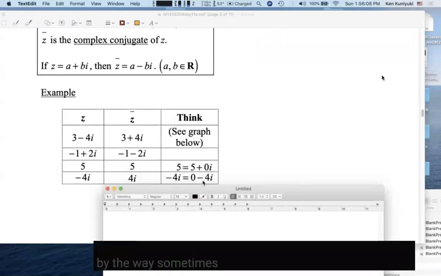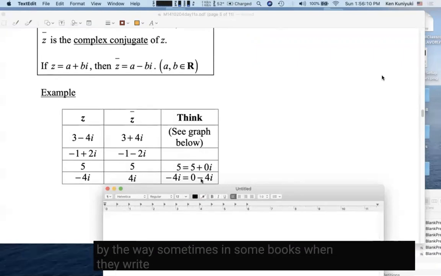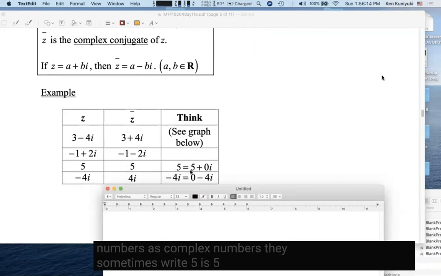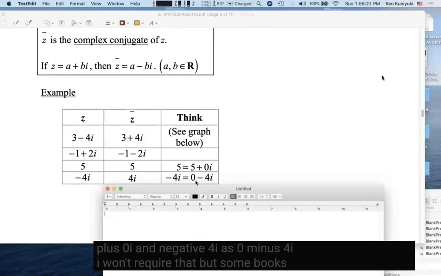By the way, in some books, when they write out numbers as complex numbers, they sometimes write 5 as 5 plus 0i and negative 4i as 0 minus 4i. I won't require that, but some books go into overkill and actually do that. It's a very explicit standard form.